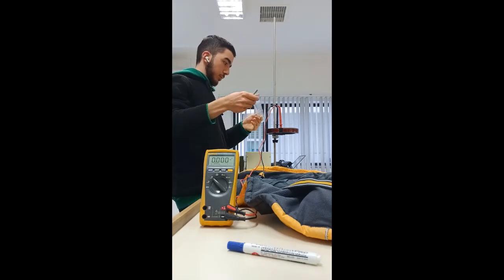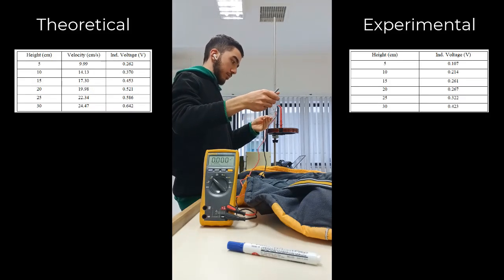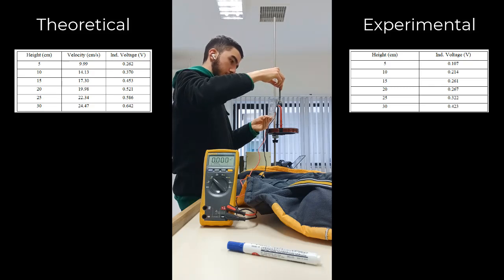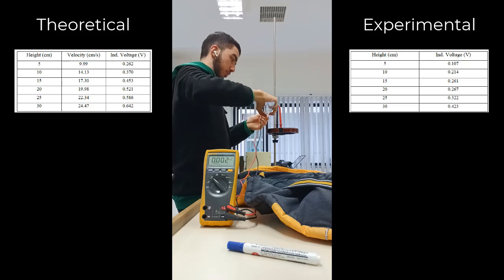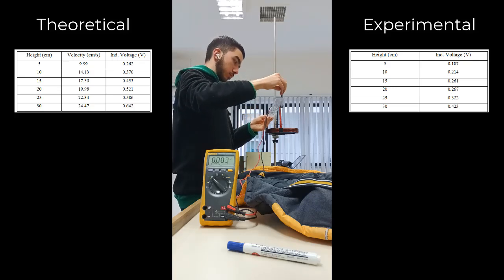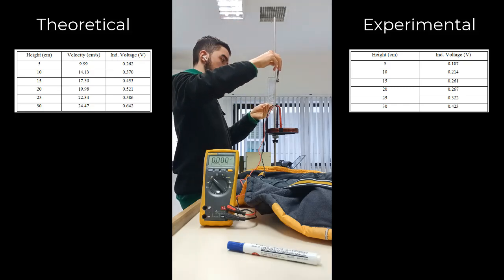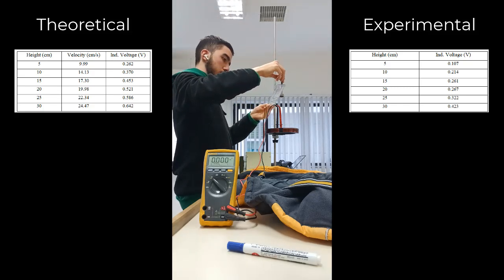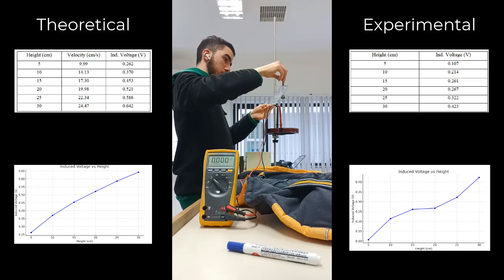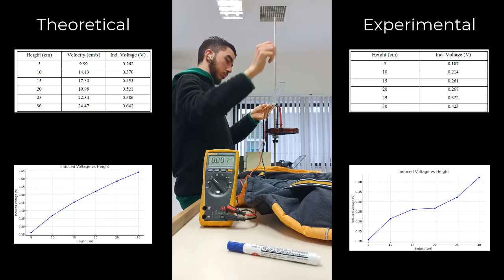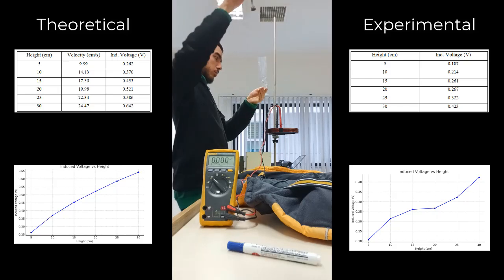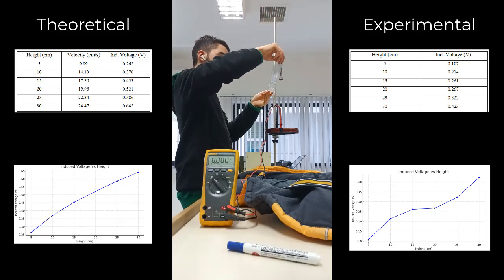While I'm doing this experiment, I collect data from the multimeter and then fill the table. I repeated this experiment several times in order to increase the precision. After the table is filled, I plot the graph of induced voltage versus height, and I observe the square root behavior of the graph.